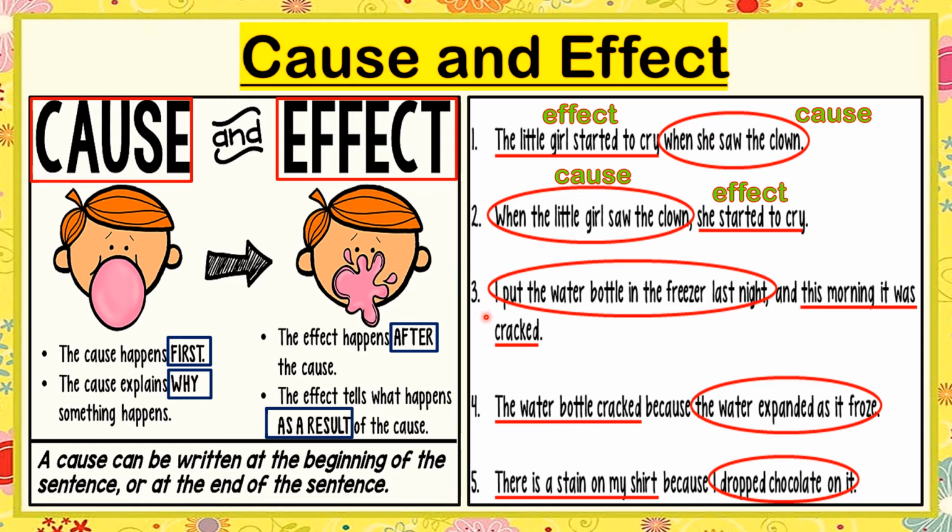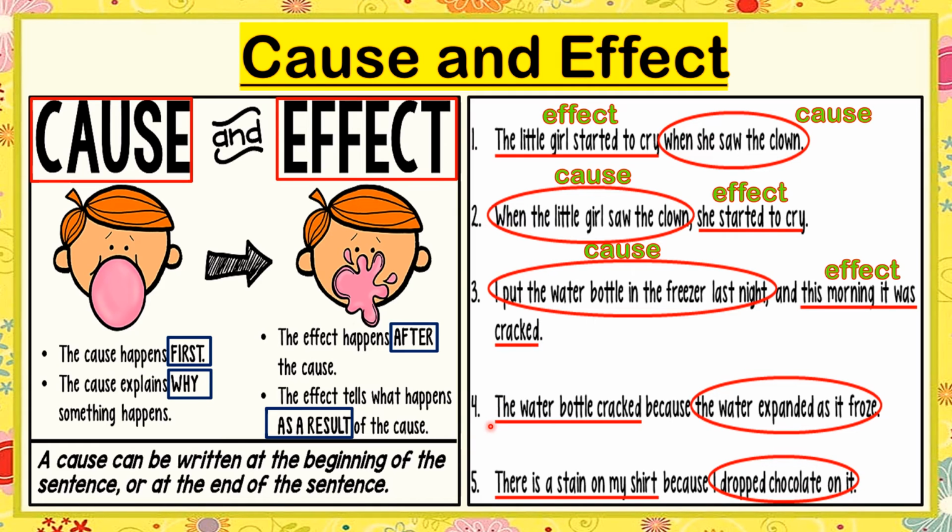Next, let us proceed to sentence number 3. I put the water bottle in the freezer last night. Okay, and this morning it was cracked. So which happened first? I put the water bottle in the freezer last night, so that is the cause. And the effect? This morning it was cracked.